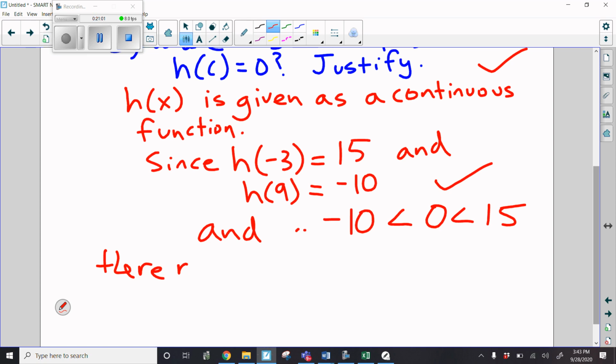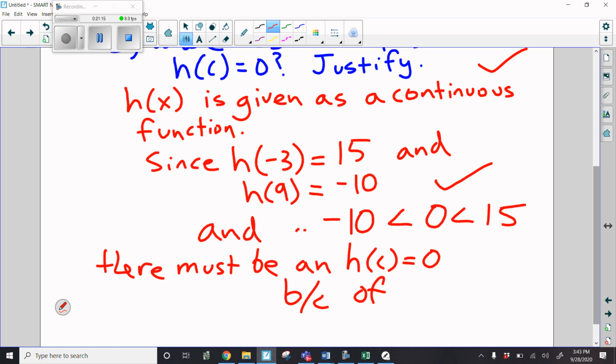There must be a c, and I could say because of IVT. Again, I'm checking that last box of referencing the intermediate value theorem, the IVT. Right? So there we see it in table form and in function form. In graph form, it's pretty easy to figure out. Okay. So again, make sure we have those three things in our justification, and make sure it makes sense when we read it.